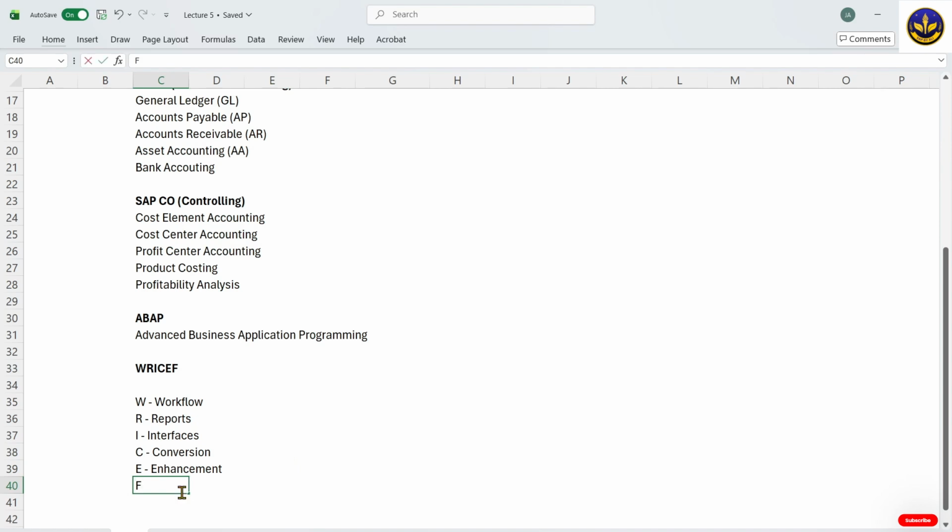And finally we have F, which stands for forms. Forms are the layout or the printout or the output which we get, and these can be in the form of SAP Adobe Forms or SAP Smart Forms. With the help of these forms, we can set the layout of any report or pages. So this is done with the help of ABAP only.